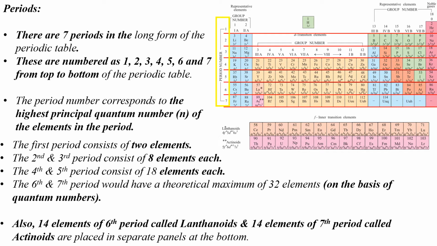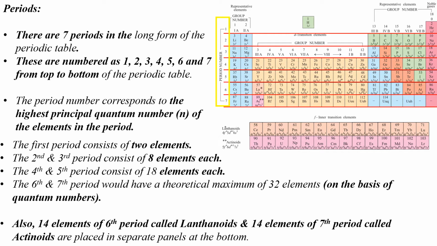This is the highest principal quantum number possible for lithium in its ground state. If we consider neon, this is the last element in the second period, isn't it? It has an outer shell electronic configuration of 2s2, 2p6. Therefore, the value of n, that is principal quantum number, is 2. So, the highest principal quantum number possible for neon again is 2.